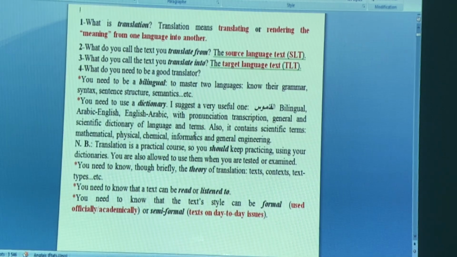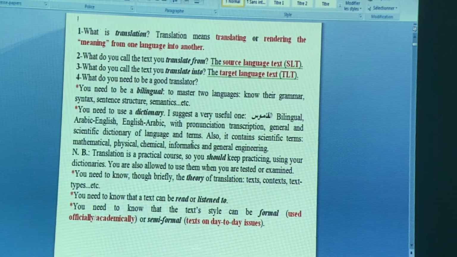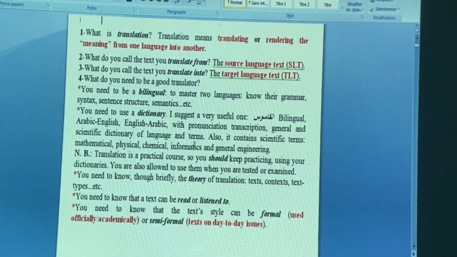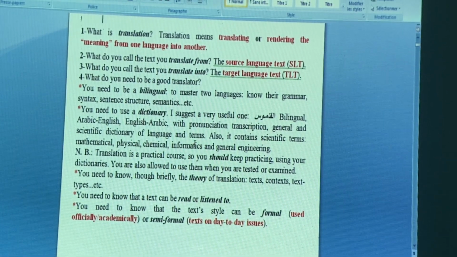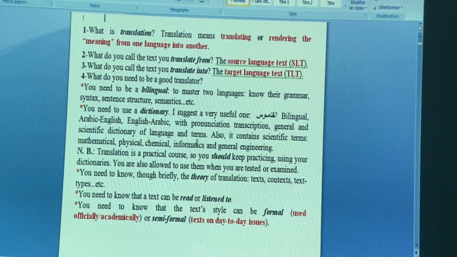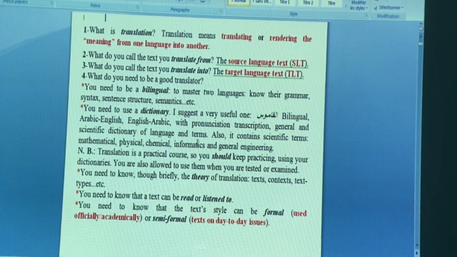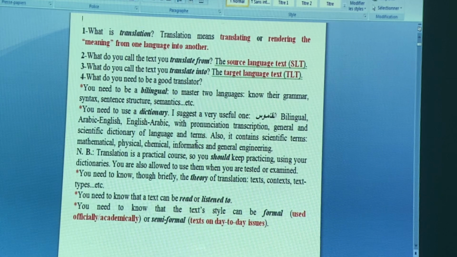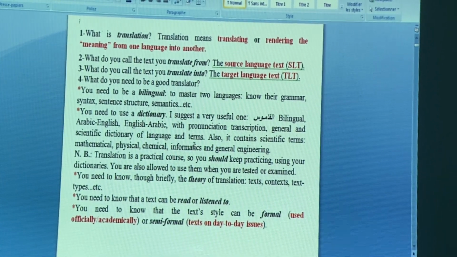You need to use a dictionary. I usually suggest to my students to buy a very useful one called Al-Qamus. It's a bilingual dictionary, which means that you have words from Arabic into English and then from English into Arabic inside this dictionary. And you also have pronunciation, transcription, general and scientific dictionary of language and terms. It contains scientific terms, mathematical, physical, chemical, etc.